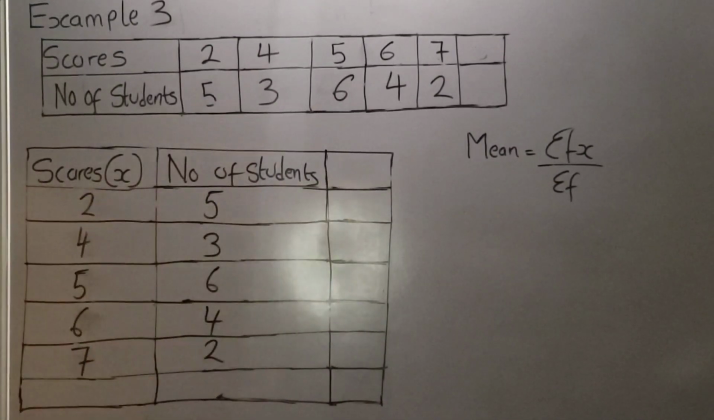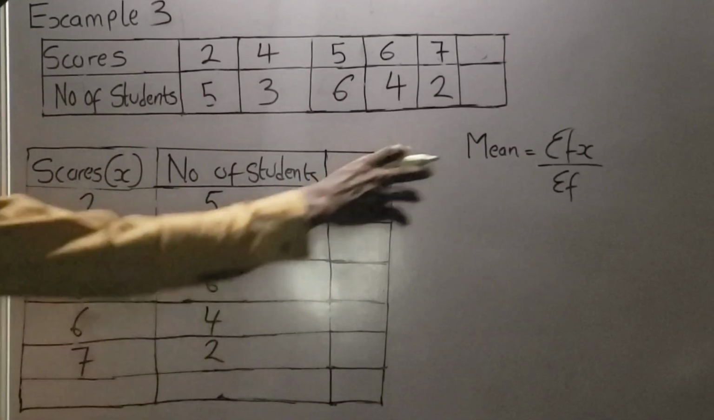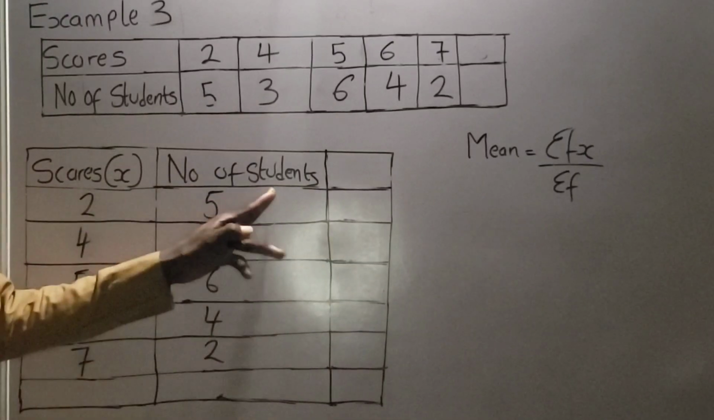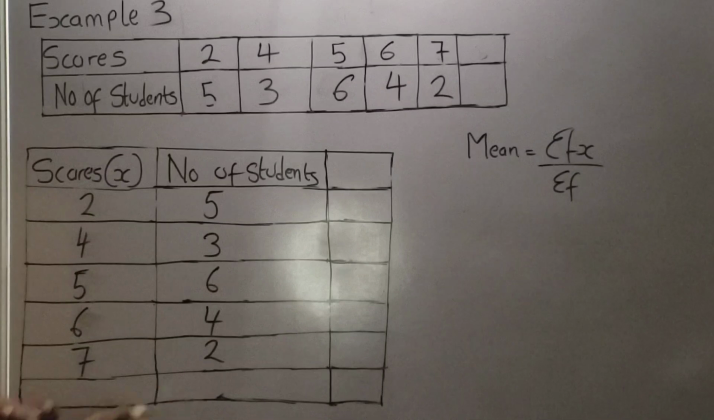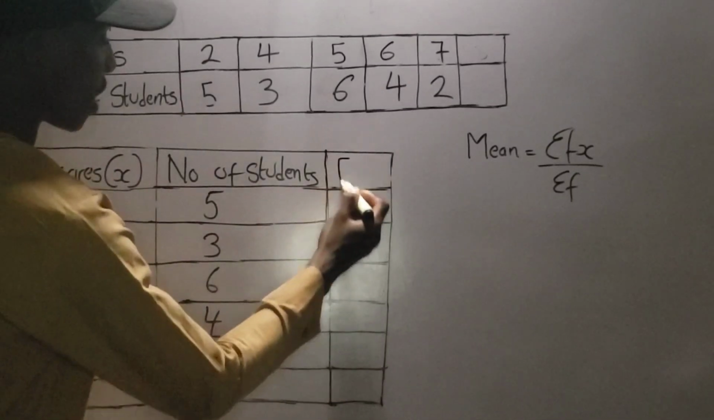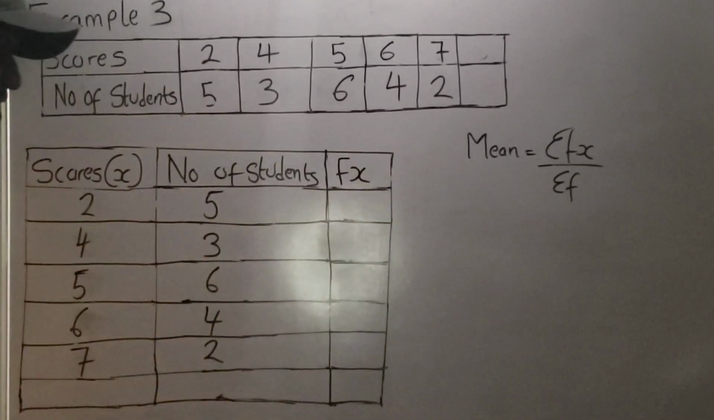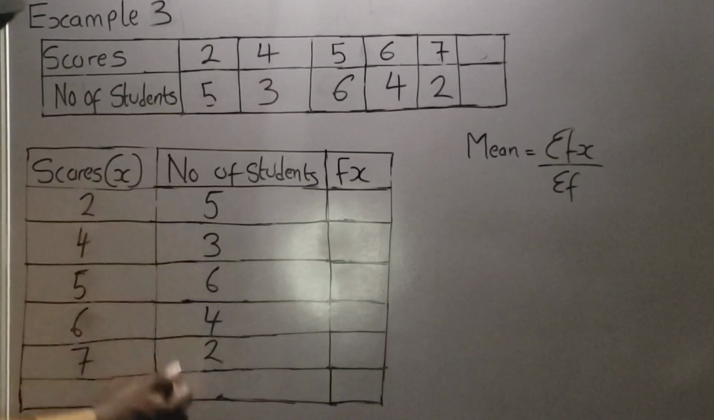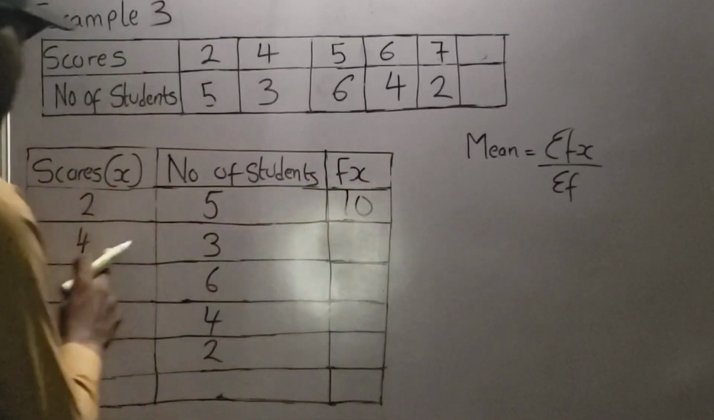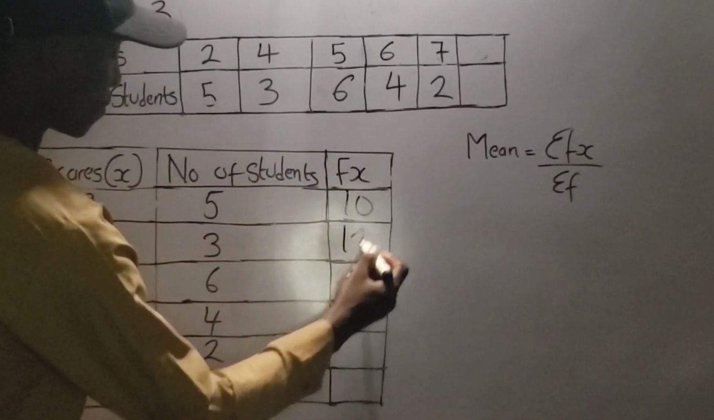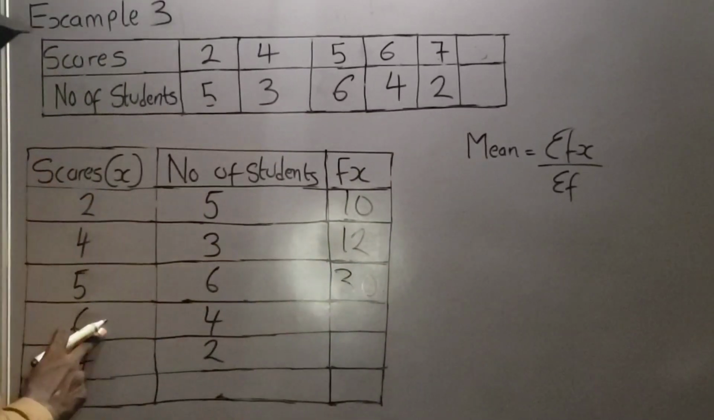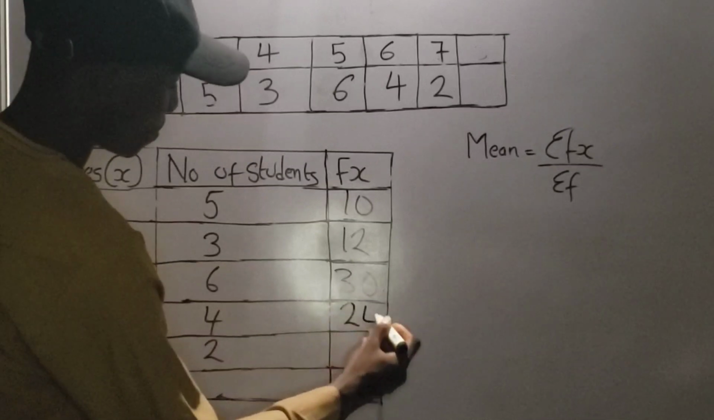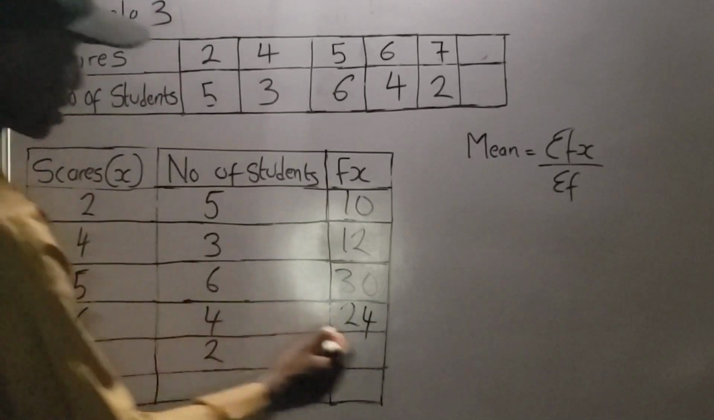So now we are still going to follow the same approach. According to the formula of mean, I need to take the product of the frequency, which is the number of students, and the scores of students. Are you getting it? So I'm going to have another column here which stands for what? fx. So I'm going to have 5 multiplied by 2, that is 10. 4 multiplied by 3, that is 12. 5 multiplied by 6, this is 30. 6 multiplied by 4, that is 24. 7 multiplied by 2, that is 14.